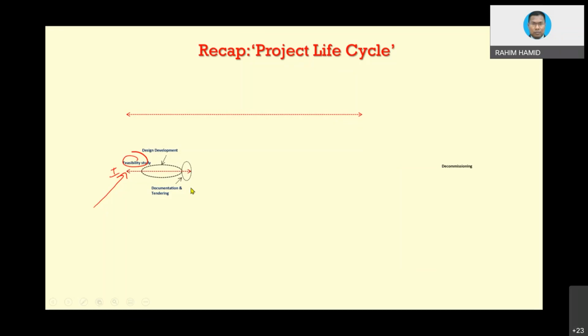If the project has a BQ, then you develop the BQ. Why? Because you want to notify the potential contractors to bid for your project. Then it will go into the evaluation process. Then later on, the tender will be awarded to the successful bidder. That will take a long time. This is what we call the procurement period, process or phase.